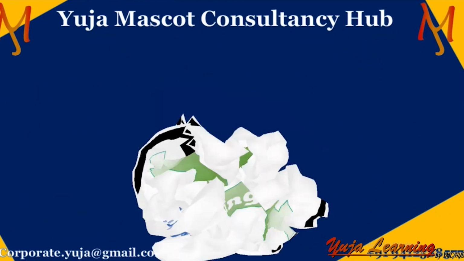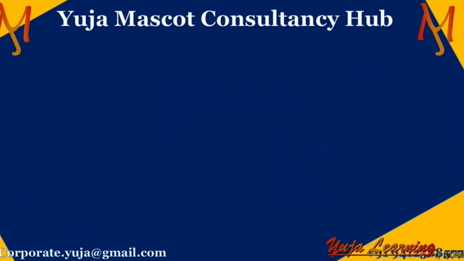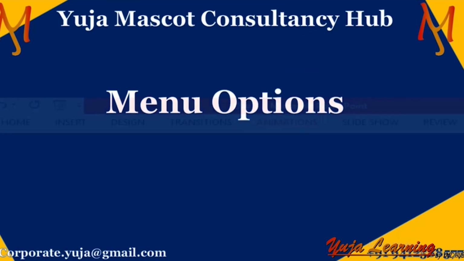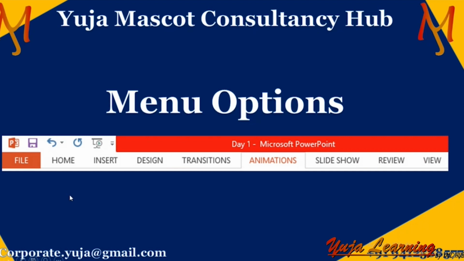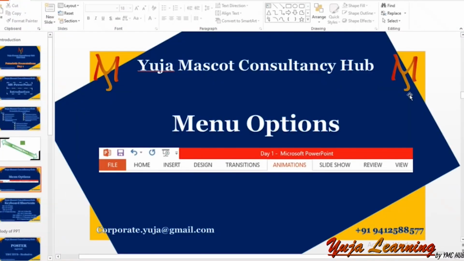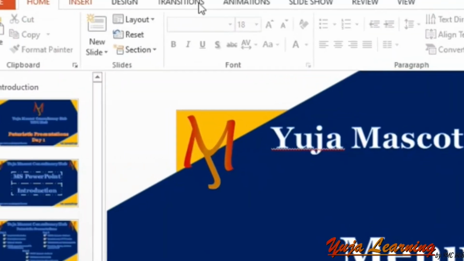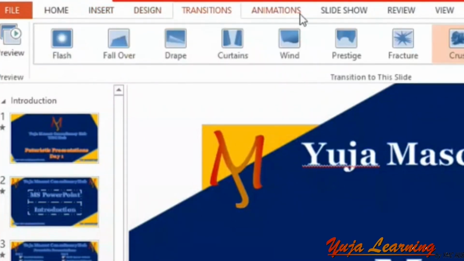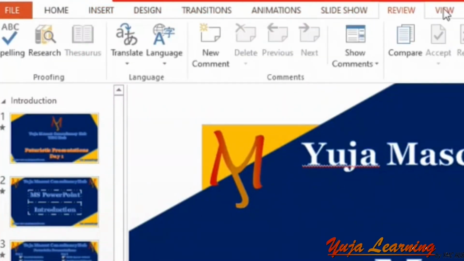Next, I want to explain that all of these menu options which you'll be seeing on your screen now would be covered throughout the session. These are all the menus you have in your ribbon. If I step out of the presentation again, you'll see you have the Home menu with multiple options here. You have Insert, Design, Transitions, Animations, Slide Show, Review, View.